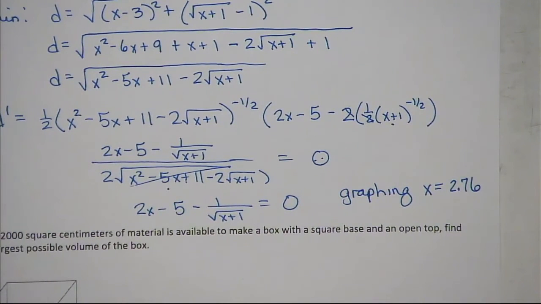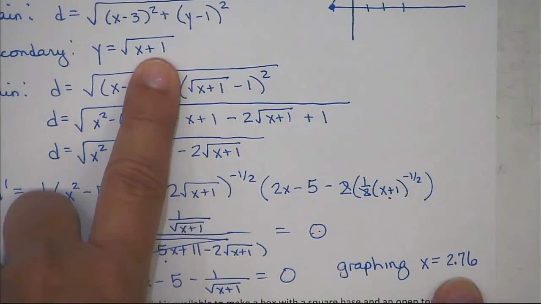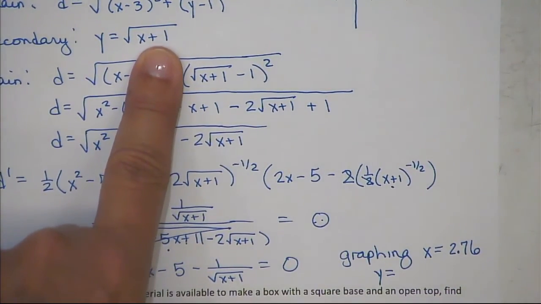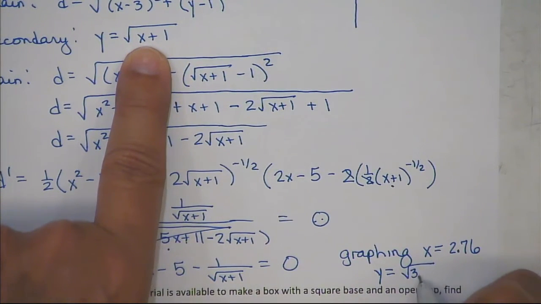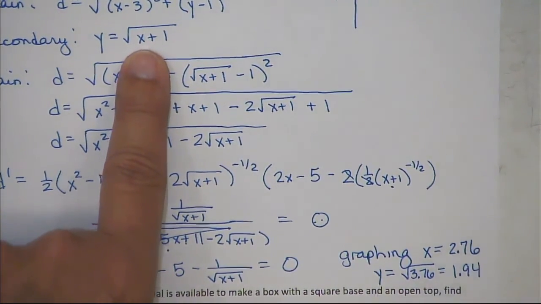Okay? Bless you. The graph crosses the x-axis, so that solves it. So if x is 2.76, because I graphed it, where am I going to find y? Remember that secondary equation up here? So you're going to plug in 2.76 plus 1, so that's 3.76. Take the square root of that. So y equals the square root of 3.76, which is 1.9-ish. So that's an ordered pair.